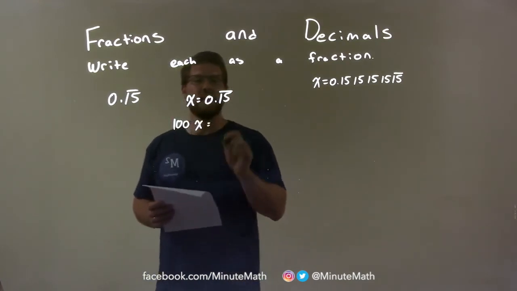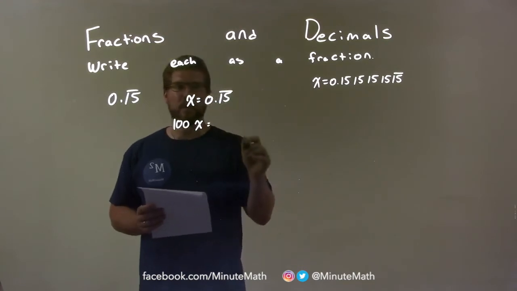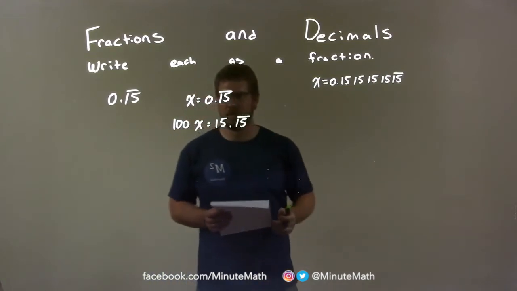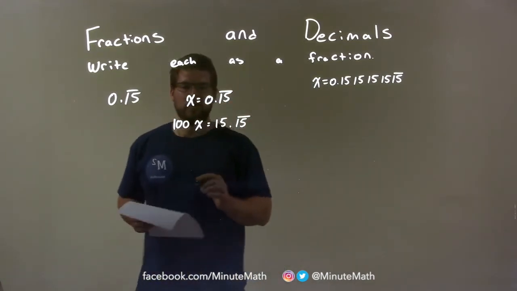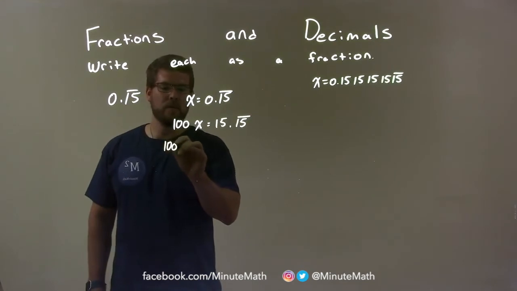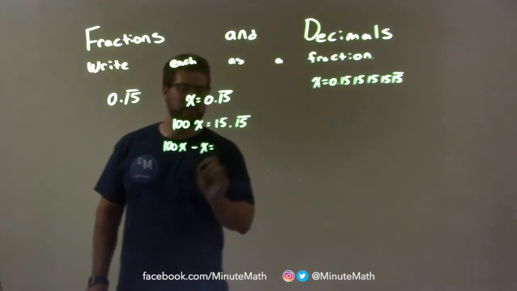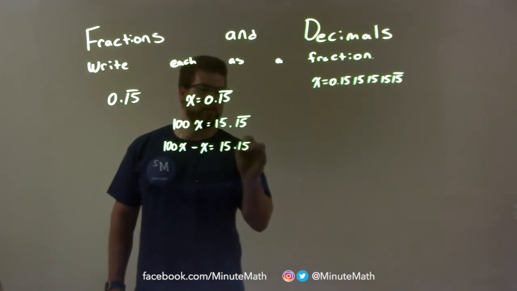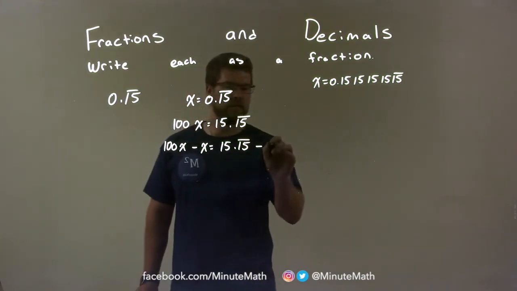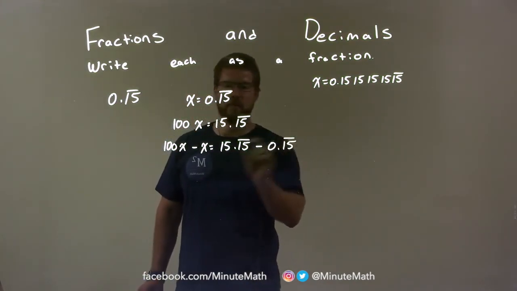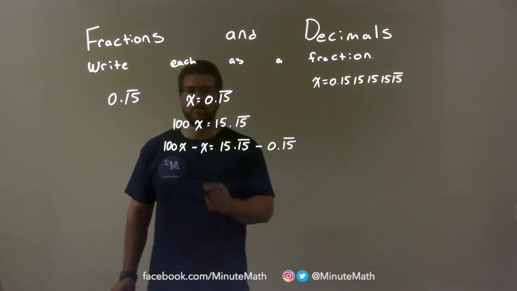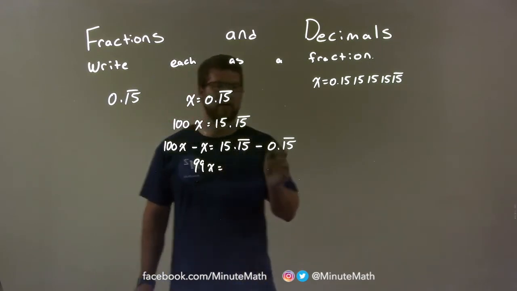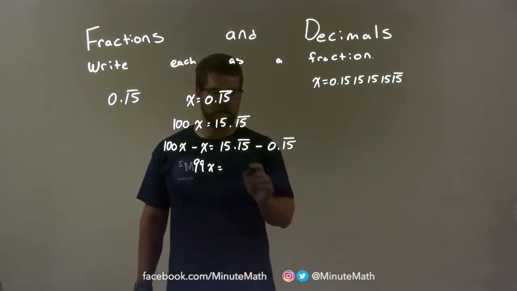Okay? Well, what I want to do here is multiply 100 times x, so 100x. That's going to be, well, move the decimal place 2 spots to the right, 15.15 repeating forever, okay? And so now what I'm going to do, say, okay, what if I had 100x minus x? What would that be, okay? Well, 100x is 15.15 repeating, and then we're subtracting the x value, 0.15 repeating, okay? Well, 100x minus 1x is 99x, and 15.15 repeating minus 0.15 repeating is just 15.